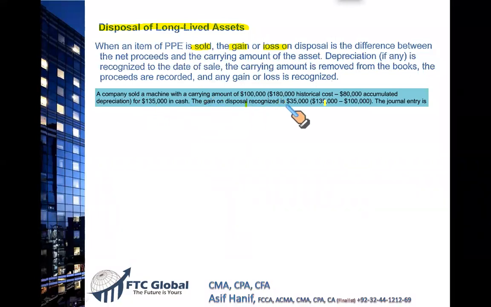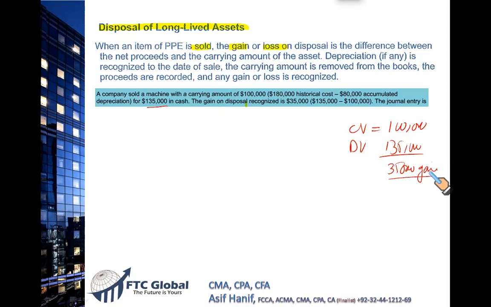The gain on disposal is recognized this way. Let us do it in two ways. First is the simple common sense: carrying value is $100,000, and the disposal value, the price at which you sell, is $135,000. Clearly, carrying value was 100 and it was disposed at 135. This clearly 35,000 is gain. This is the common sense.